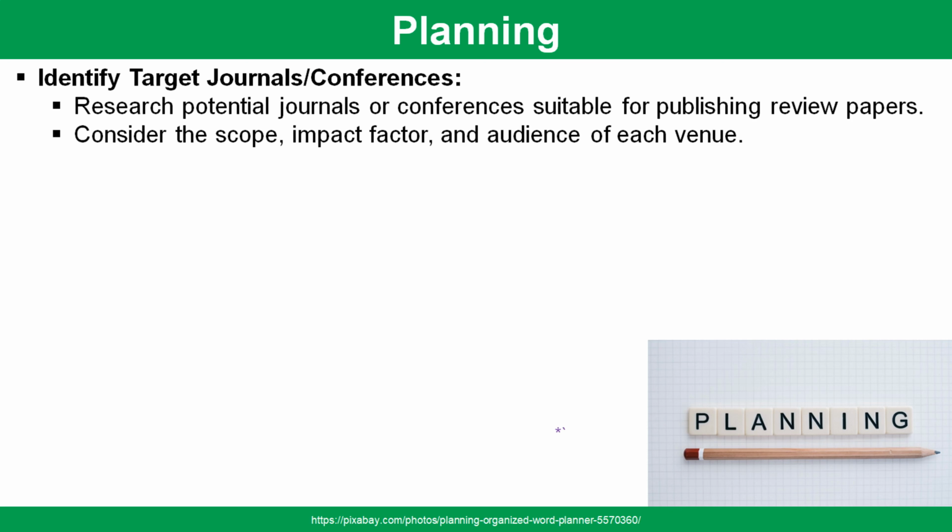Start by searching potential journals or conferences suitable for publishing review papers. Consider factors such as the scope, impact factor, and audience to ensure your paper aligns with the goals of each venue. Understanding the scope, impact factor, and audience of each venue will help you target the most appropriate platform for your review paper.